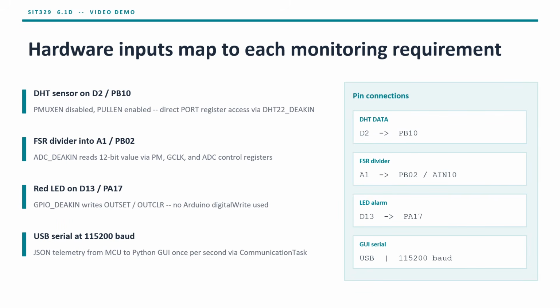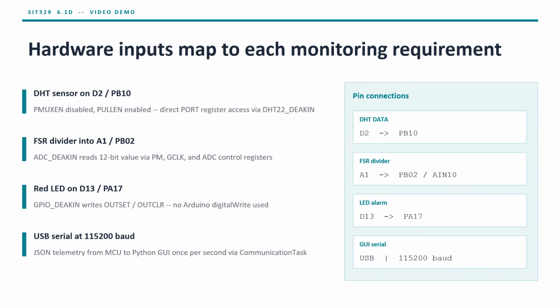Here is the hardware wiring. The DHT22 temperature sensor data line connects to digital pin D2 on the Nano 33 IoT, which is PB10 on the SAMD21 microcontroller. My DHT22 driver class drives this pin using direct port register access. PMUXEN is cleared so the pin is not routed to any peripheral multiplexer. The pull enable is set to enable the internal pull-up resistor that keeps the data line high between readings.